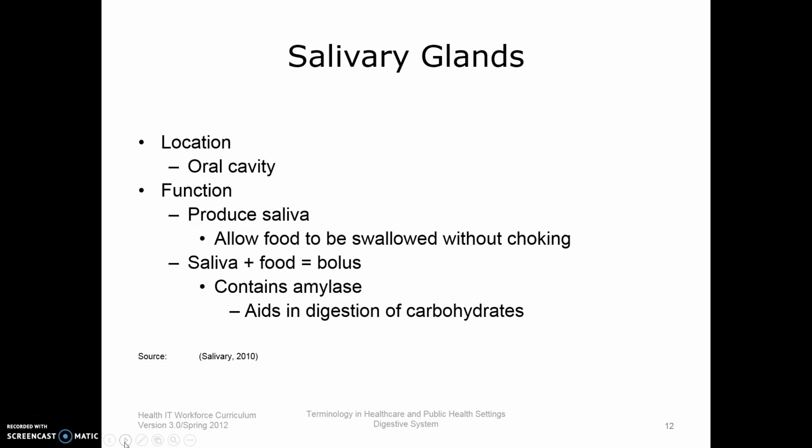You probably already know that the salivary glands produce saliva. Saliva allows food to be swallowed without choking. Each saliva and food mixture is called a bolus. The bolus also contains amylase, which is a chemical that begins the digestion of carbohydrates.